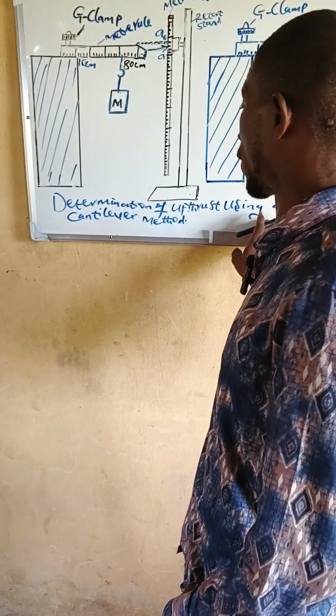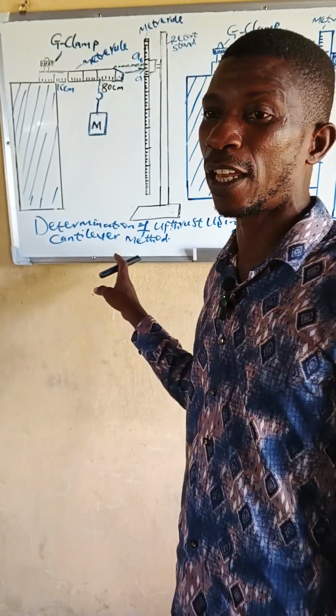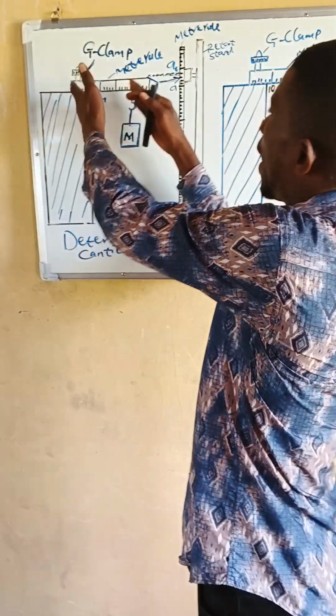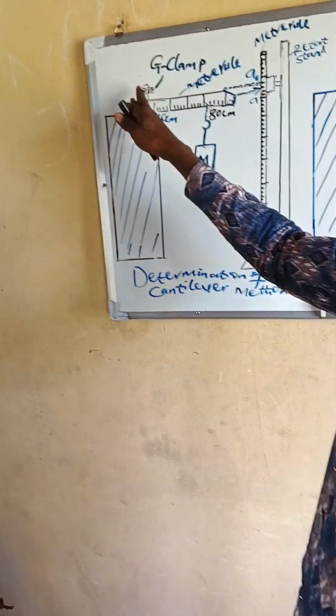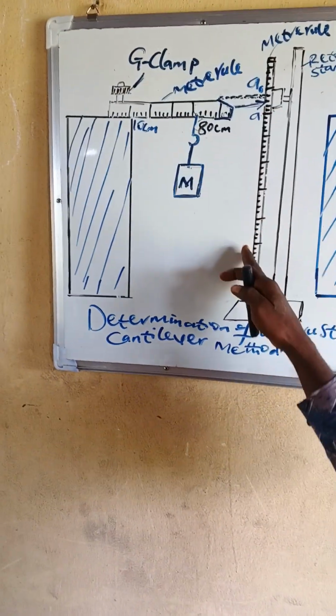Determination of upthrust using a cantilever method. We have different methods of determining the upthrust. This one is a cantilever. This is a table. We have the meter rule. This is the G clamp. Then I have the meter rule again, a horizontal meter rule and a vertical meter rule.